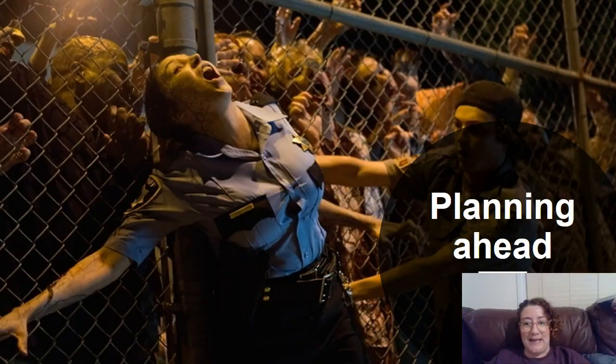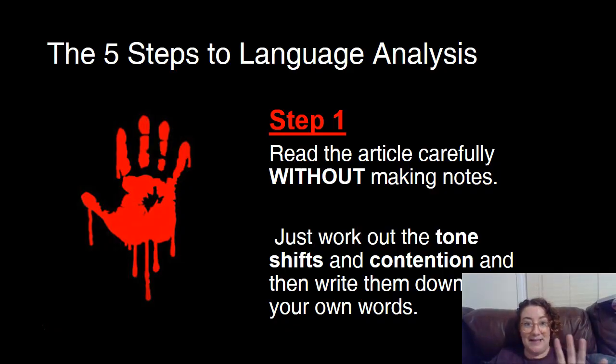Okay, so planning ahead. There are 5 steps to language analysis. My first step is always to read the article without making any notes. That's the first thing I do, because it's really important that you understand what the article is talking about, what the contention is, what the arguments are, before you launch into picking it apart and pulling out all those persuasive pulls. You've got to get the contention, tone shifts, and arguments out first. So just read.